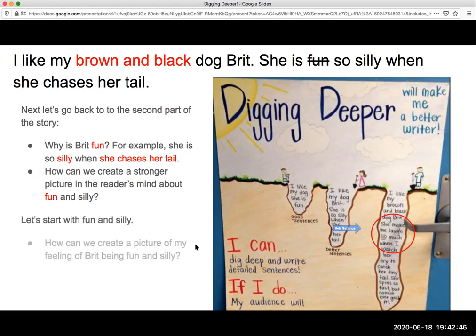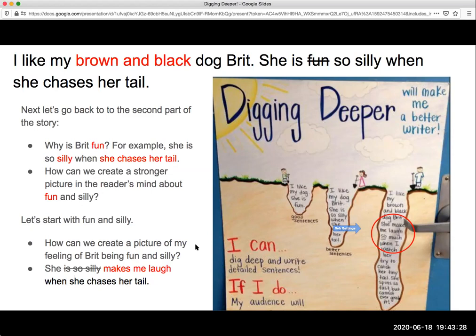Let's start with fun and silly. How can we create a picture of my feeling of Brit being fun and silly? Now, the reader's feeling is Brit is fun and silly, but the reader has a reaction to show fun. And how does the person who's writing the essay show or feel that Brit is fun? Whenever Brit starts chasing her tail, the writer of the essay, the girl, starts to laugh and laugh and laugh.